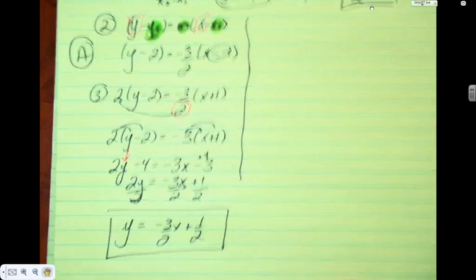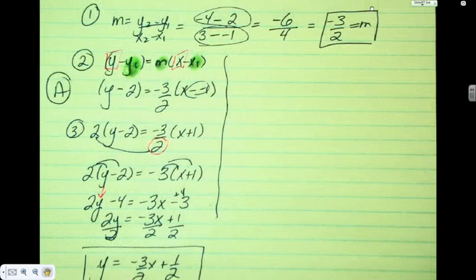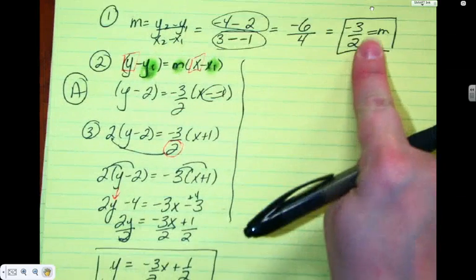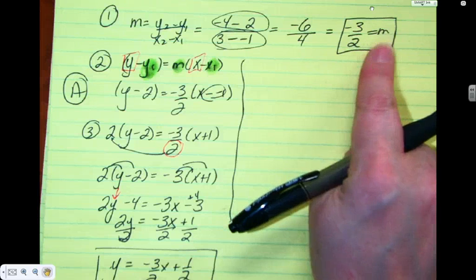What's nice is we've got a built-in check, because what's the m value in our equation? Negative 3 on 2. And what did we say the m value was in step 1? Negative 3 on 2. So if you've got different m values, you've done something wrong.